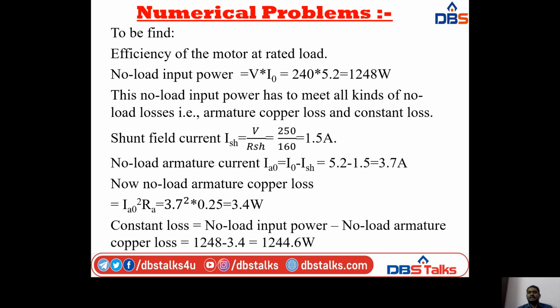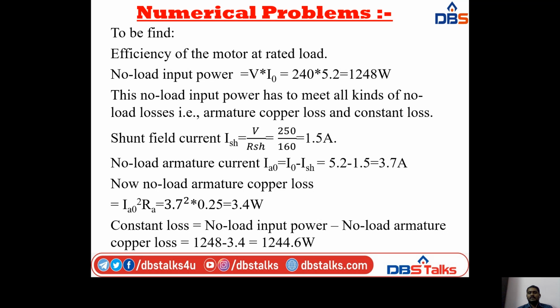Okay, so in the problem they have given the supply voltage of 240 V and the no load current of 5.2 amperes. Finally we have the no load input power P naught equal to 1248 watts. This no load input power has to meet all kinds of no load losses, that means armature copper loss and constant loss.